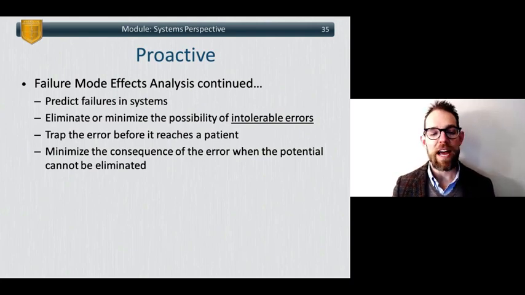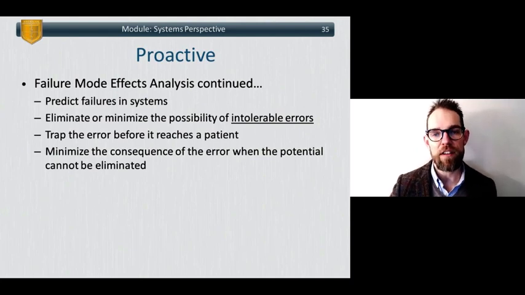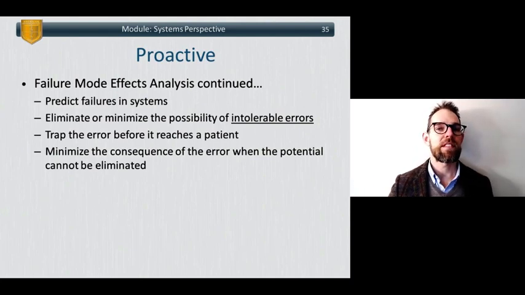So again, we're not trying to react, we're not forcing blame on the individual. We're looking at it from a system and saying, what type of system are we in that enabled this mistake to occur?